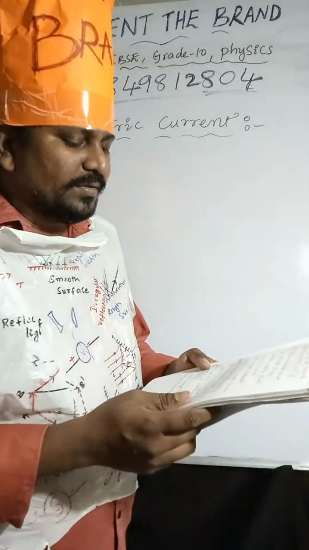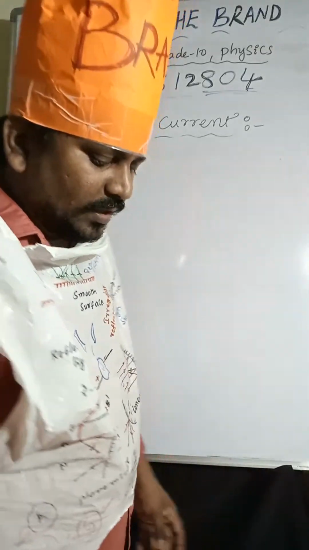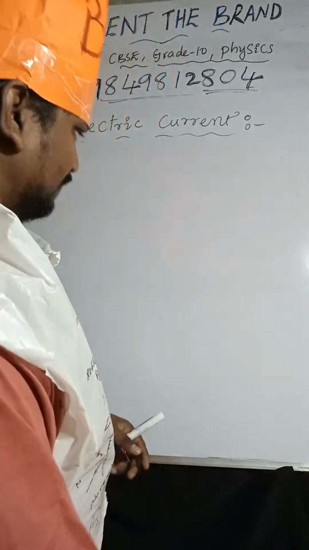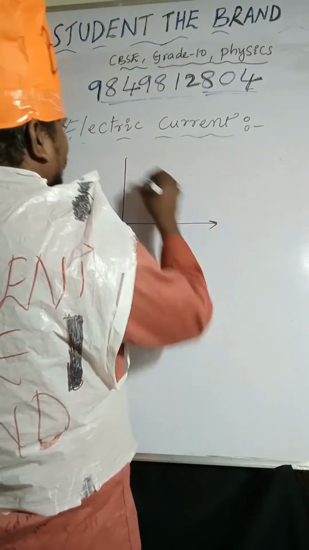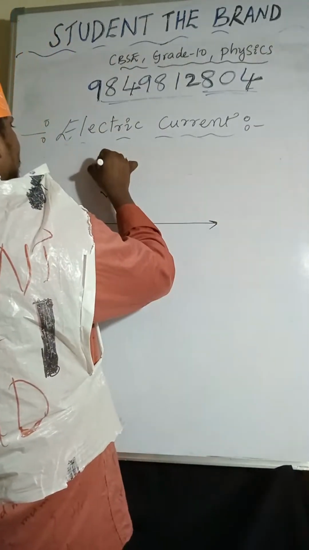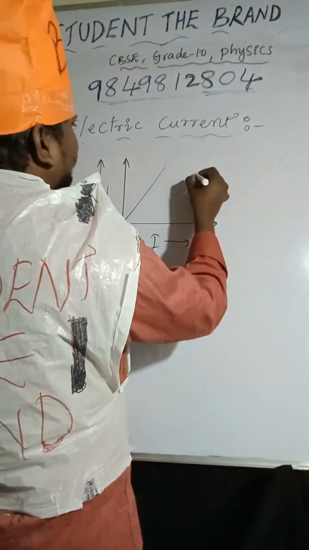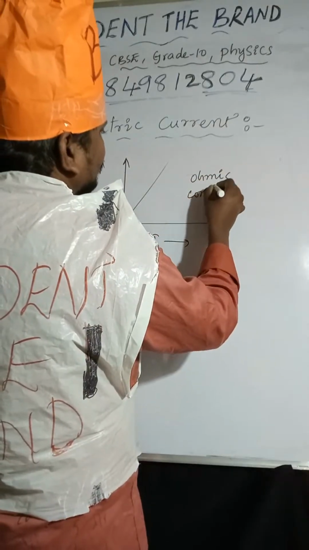Draw the VI graph for ohmic conductors and non-ohmic conductors. For ohmic conductors, if you draw the graph, V on y-axis, I on x-axis. So this is the graph for ohmic conductors.